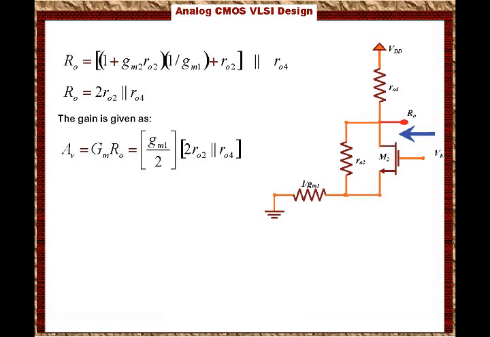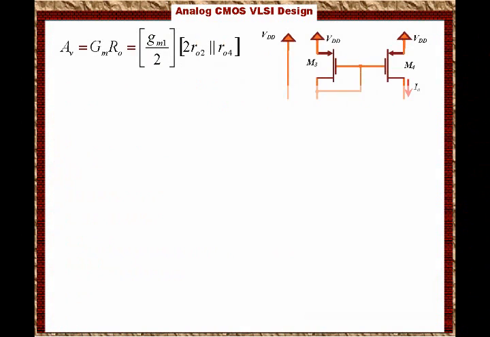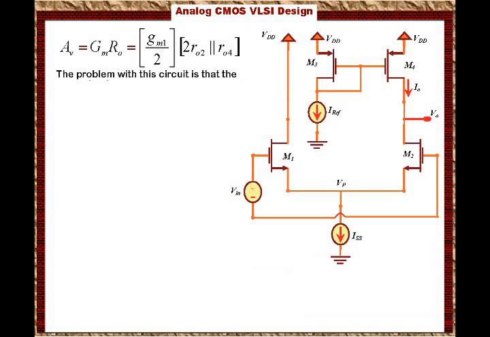The way we solved for RO is by applying a test voltage and a test current. We skipped the steps here. You can easily verify it when you use the small signal equivalent circuit, and you will be able to get the same answer. The problem with the circuit is the current through M1 is going to waste, right? Because half of ISS will go through M1 and is going to waste, and in addition, I'm using I reference to bias M4.